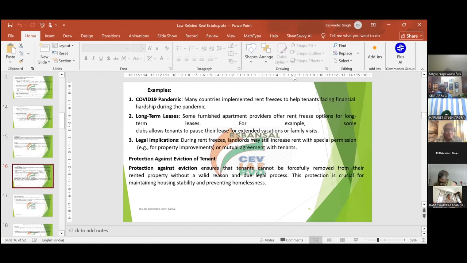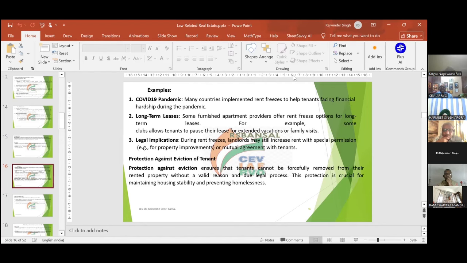For example, in the COVID-19 pandemic, many countries implemented rent freezes to help tenants facing financial hardship during the pandemic. Then in case of long-term leases, some furnished apartments offer a rent-free option for long-term leases. For example, some clubs allow tenants to pause their lease for extended vacation or family visits.